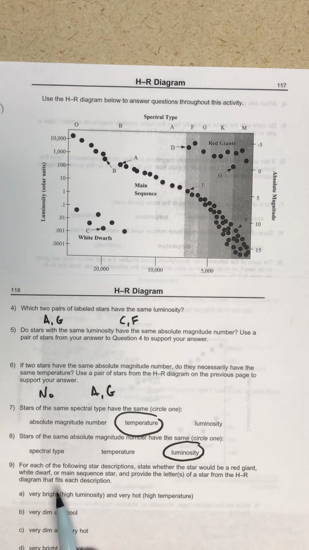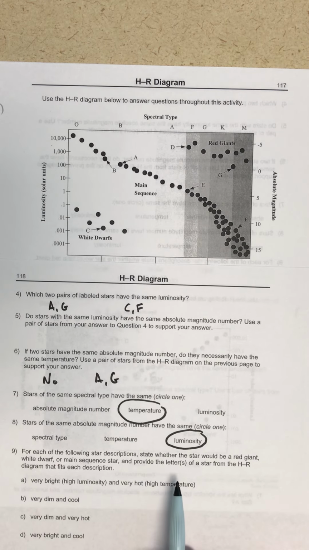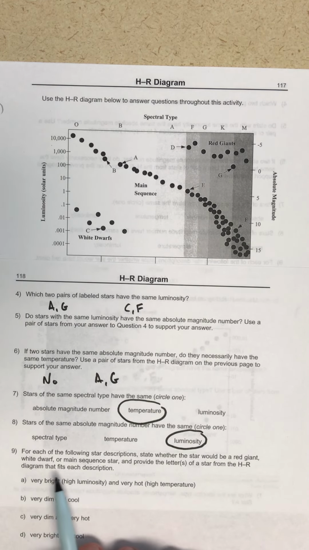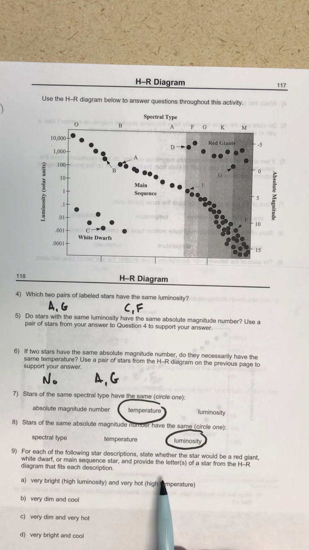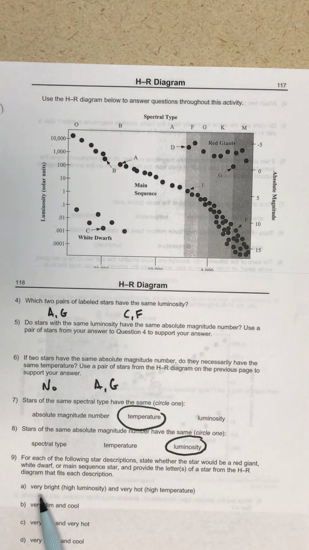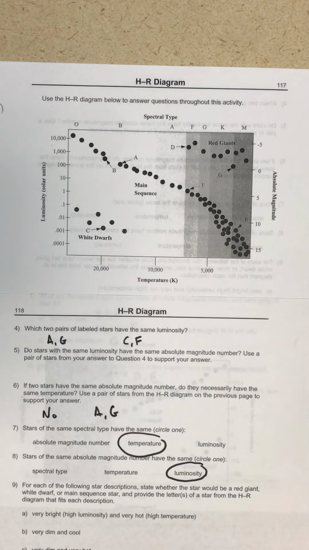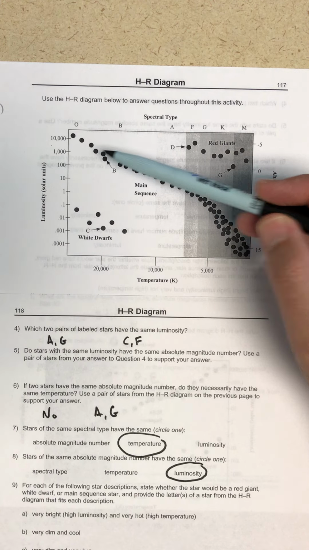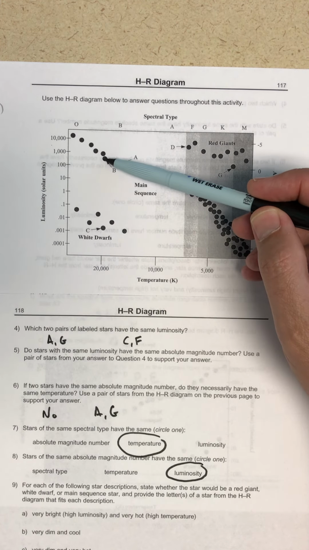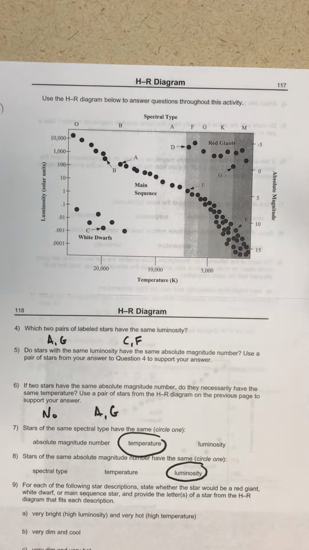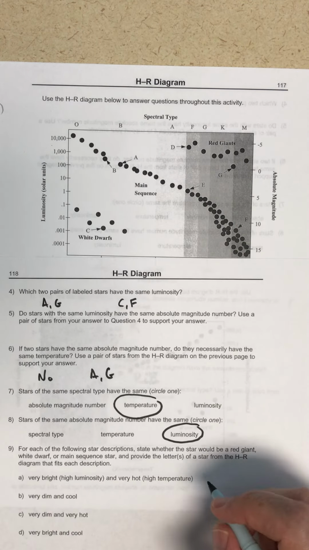All right. For each of the following star descriptions, state whether this star would be a red giant, white dwarf, or main sequence star. Provide the letters of a star from the HR diagram that fits each description. We want a star that is very bright, so high luminosity, and very hot, so a high temperature. So we're looking for a star in the upper left-hand corner of the HR diagram. We could pick star B. It's very luminous and very hot, and that is a main sequence star.